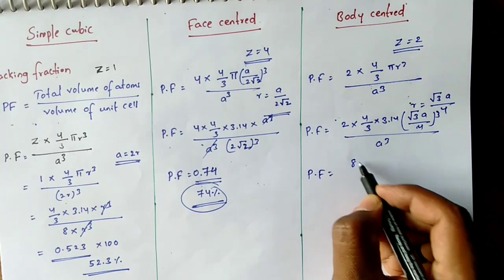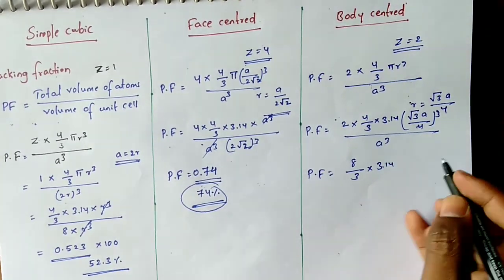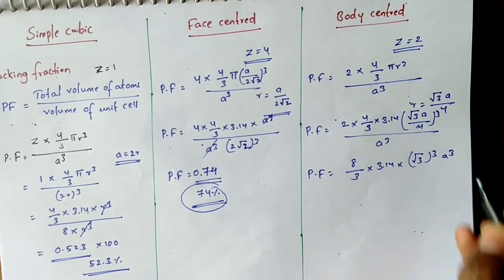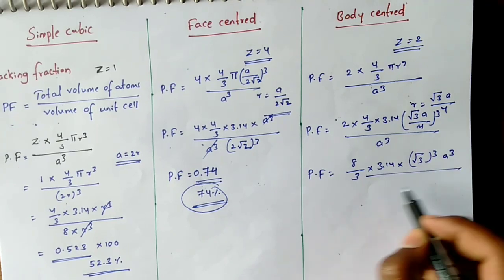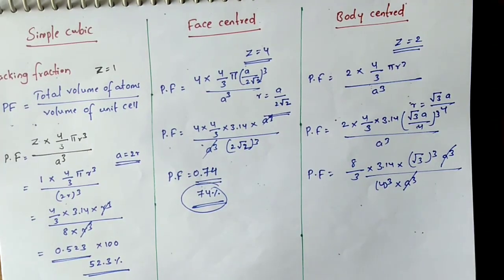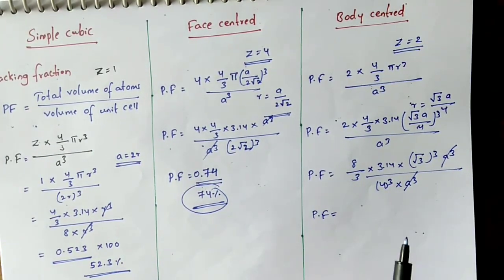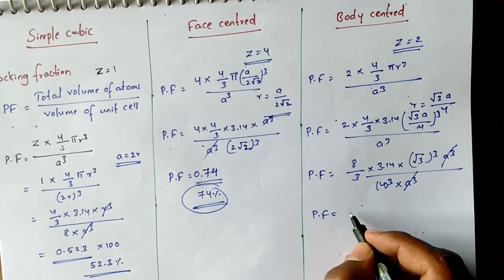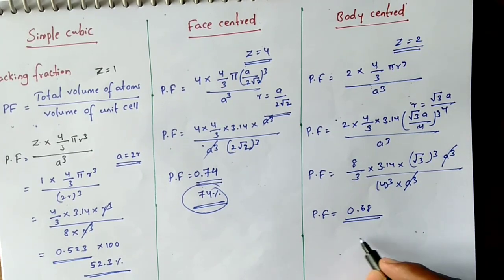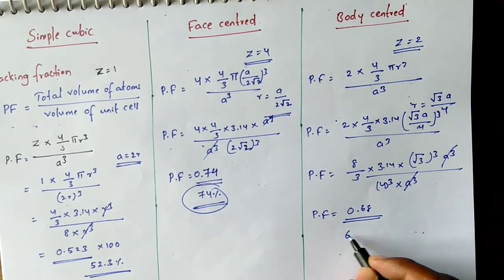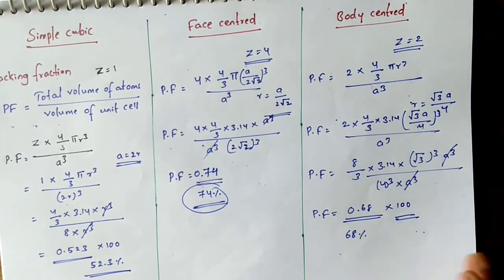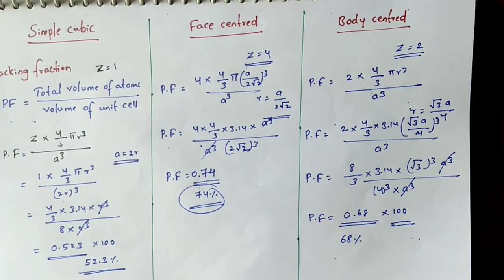Packing fraction equal to 8 by 3 into 3.14 into root 3 cube into a cube by 4 cube into a cube. Okay, so take your time, solve yourself. Here packing fraction is equal to, you will get around 0.68, packing fraction 0.68, and if you want to convert to percentage, that is 68 percentage. Just multiply with 100, that is 68 percentage of the space occupied by the atoms inside the unit cell.